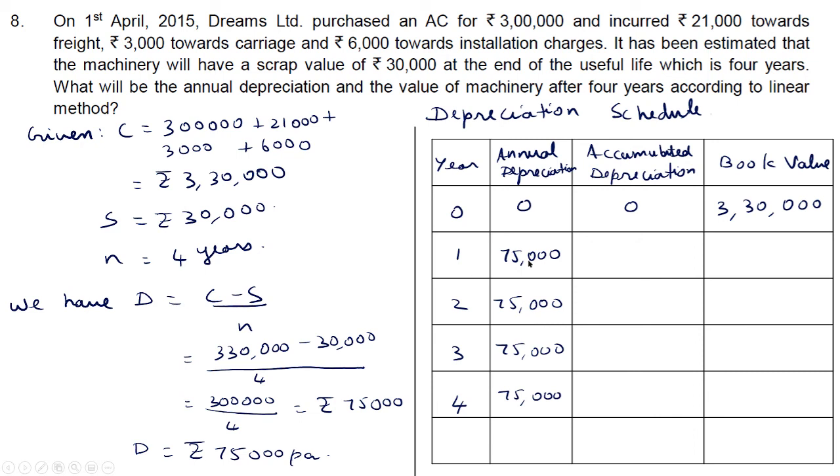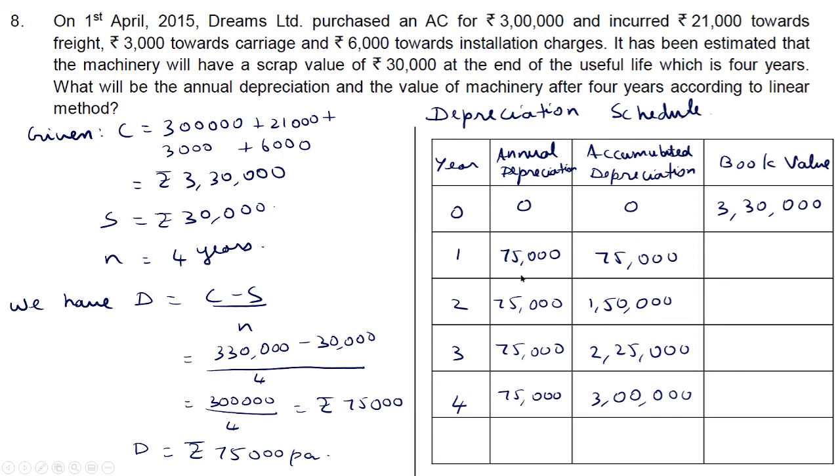Accumulated depreciation at the end of first year will be 75,000. At the end of second year it will be the sum of these two. So 1,50,000. At the end of third year it will be the sum of these three. So 1,50,000 plus 75,000, 2,25,000. And at the end of fourth year it will be 2,25,000 plus 75,000, 3 lakhs.